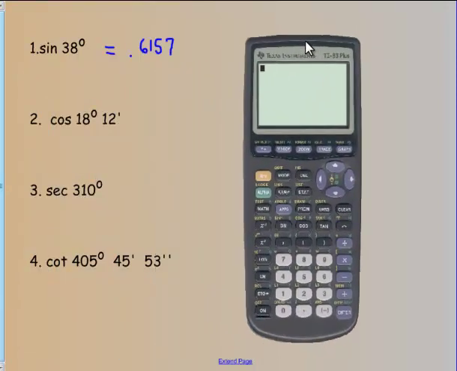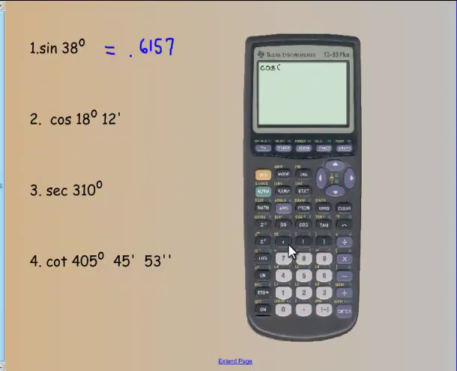So let's bring out the calculator again. We're going to press cosine 18, and then right here above your apps, you see the word angle. So I'm going to hit second function, apps. Look at that. Number 1 is my degree symbol. 12 minutes. Once again, I have to go back into angle. This time I'll pick 2. And now I just press enter. And there's my answer. 0.9500.